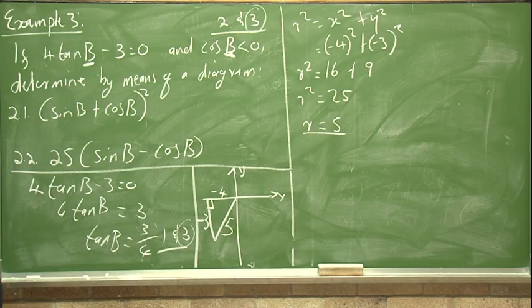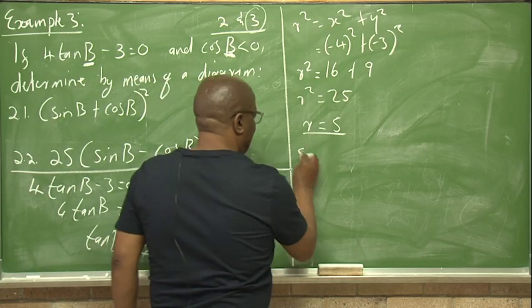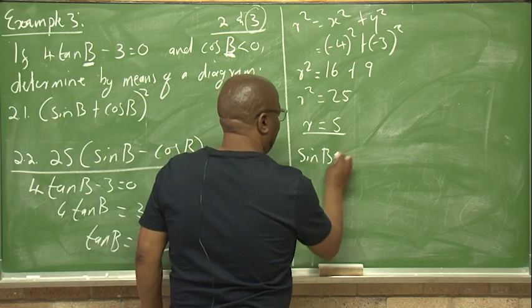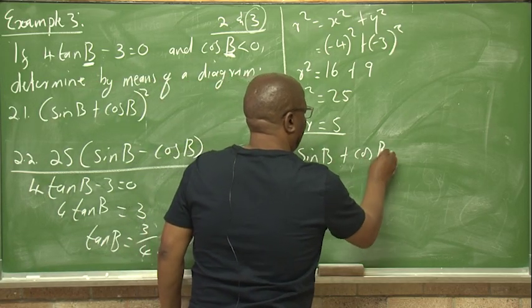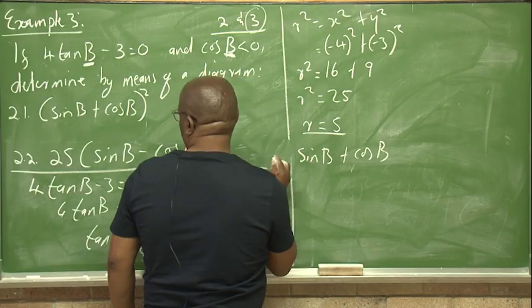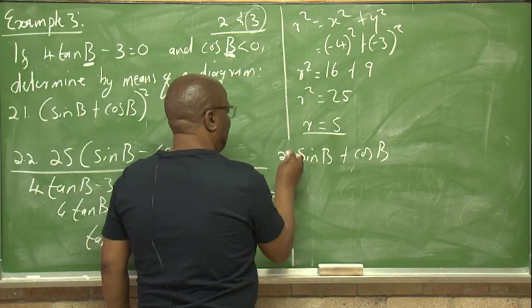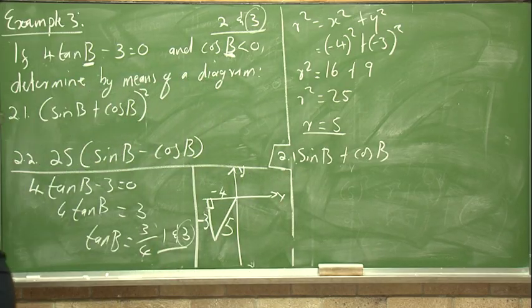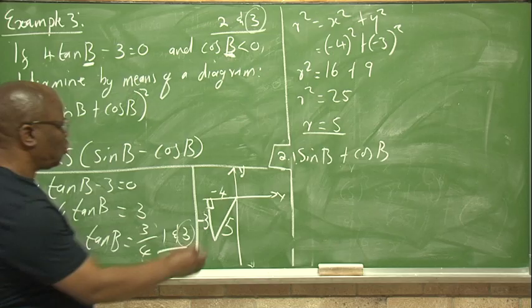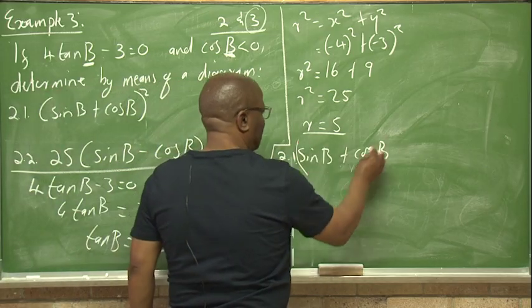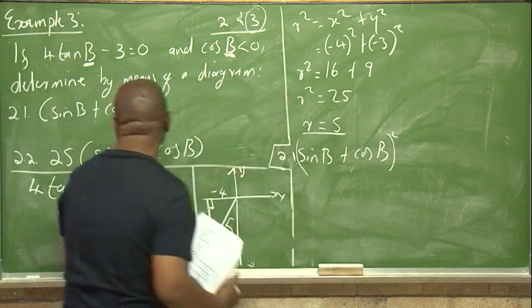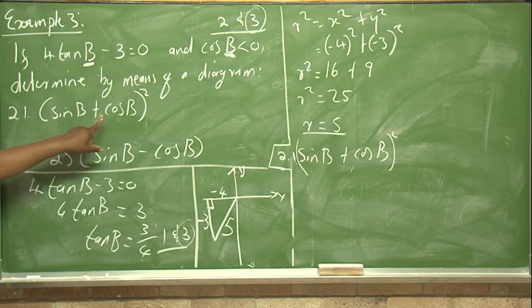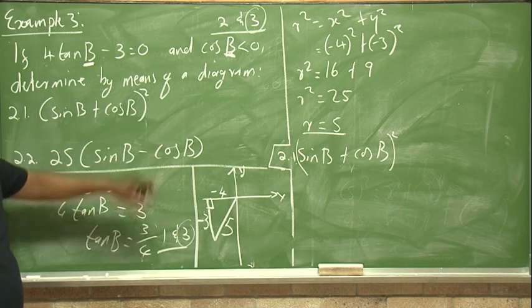Now we can answer the question. What was the first question? 2.1. The sine of B plus the cosine of B, all squared. Here it is: the sine of B plus the cos of B, all squared.